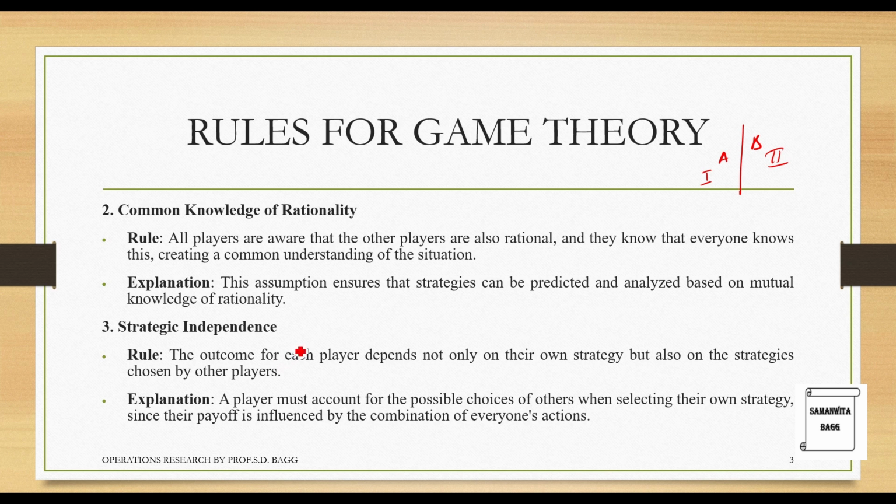Third one is strategic interdependence. Rule: the outcome for each player depends not only on their own strategy but also on the strategies chosen by other players. So like I told you, when A is choosing, say, strategy 1 and B is choosing strategy 2, it is possible that A wins the final game and B loses the game. So they know that once A plays strategy 1, B is definitely going to be out of the market. That is something they are aware of, and they know that their strategy is not the only one affecting them, it is also the other player's strategy which affects their game. A player must account for the possible choices of others when selecting their own strategy, since their payoff is influenced by the combination of everyone's actions.